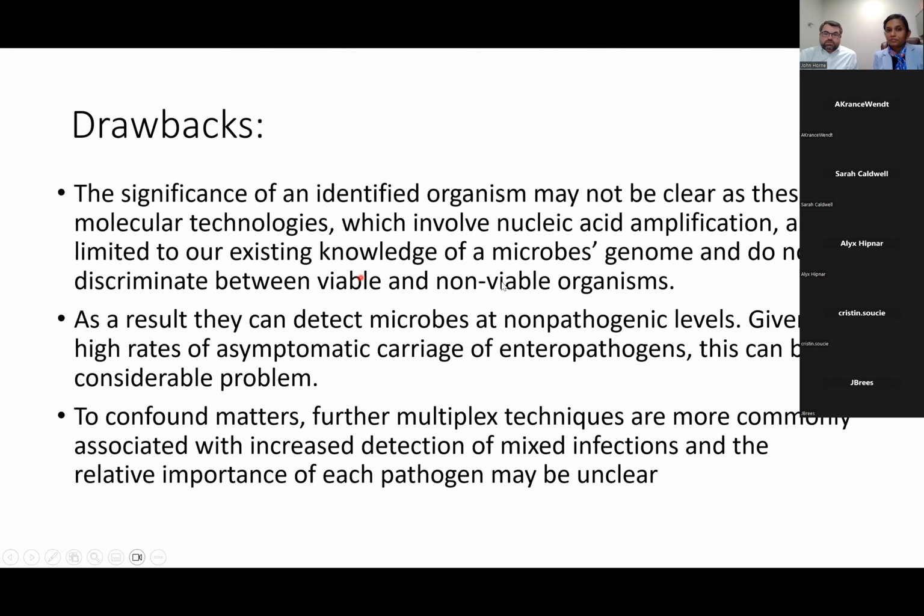And then drawbacks. Some of these we've talked about a little bit, and the first one here is that the significance of identified organisms may not be clear. Sometimes you'll identify something and say, how important is this? And it's unclear. As a result, they can detect organisms that are not causing a problem, that are just that person's flora. And then there's increased detection of mixed infections. Identifying multiple things, you then have to say which one's important, or are they all important? And sometimes it's not so clear.